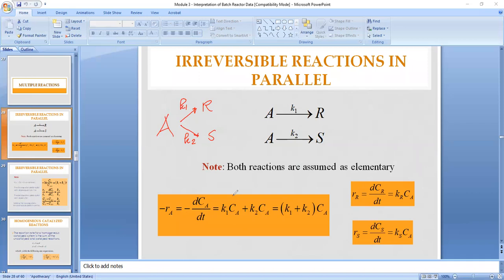The same way that we can write the rate of reaction based on component A, we can also express it in terms of components R and S, the products of the simultaneous reaction. And this time we have specified that our rate constants are expressed in terms of R and S. So we write it as positive. I'm referring to the rate of change of the concentration with respect to time because R and S are products.